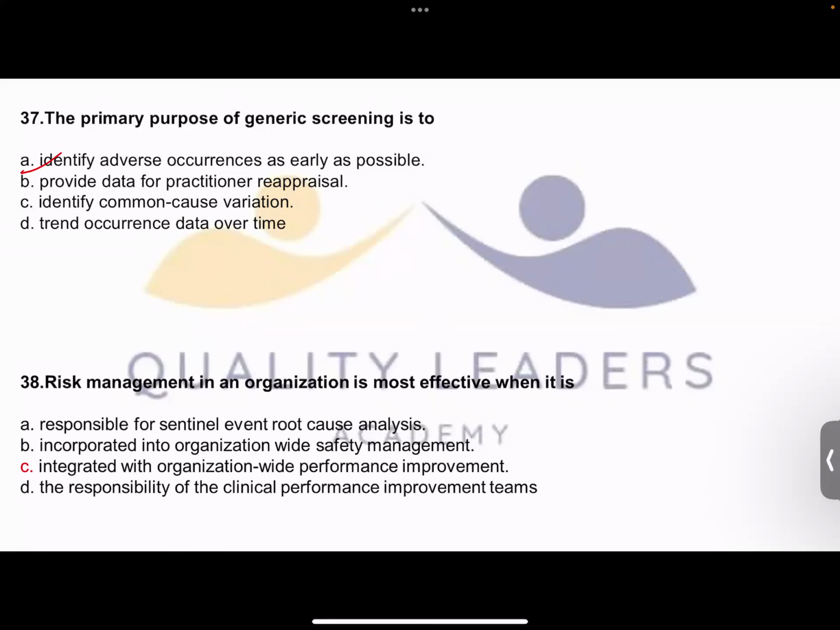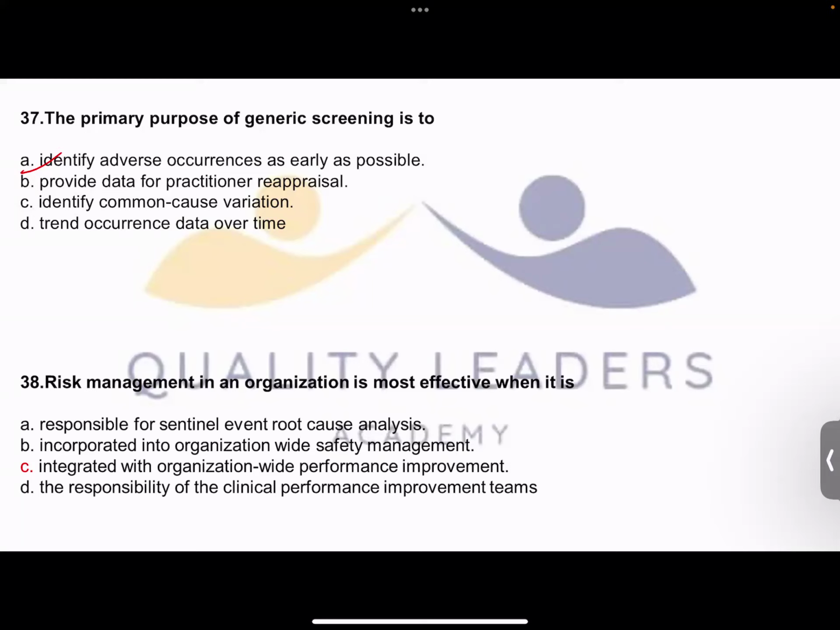For 38, risk management in an organization is most effective when it is A, responsible for sentinel event root cause analysis; B, incorporated into organization-wide safety management; C, integrated with organization-wide performance improvement; D, the responsibility of the clinical performance improvement team. What's the best answer? Risk management is most effective when it is letter C. Yes, it's letter C.